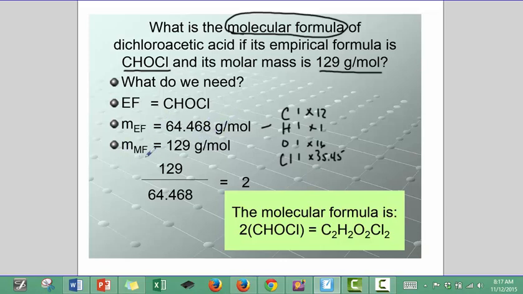The mass of the molecular formula was given to us in the problem. So we take that molecular formula mass and divide it by our empirical formula mass. You're doing the bigger number divided by the smaller number because you're going to get a whole number ratio. So our molecular formula is 2 times the mass of our empirical formula. We multiply all of our subscripts and we get C2H2O2Cl2.